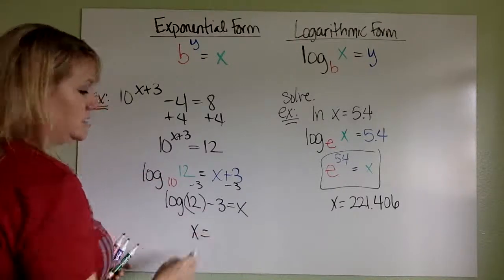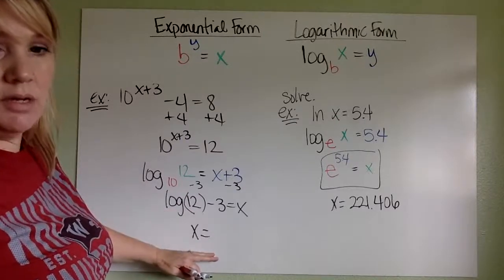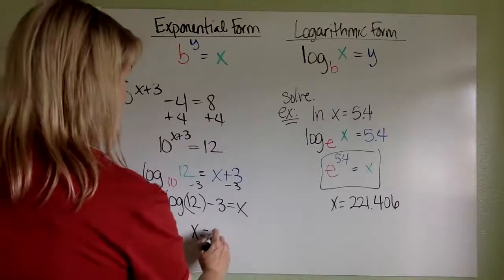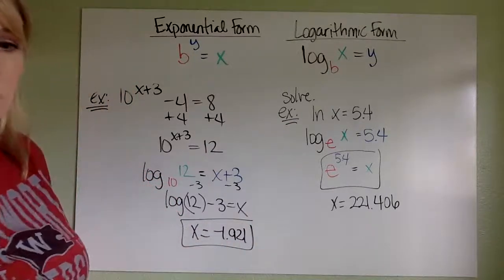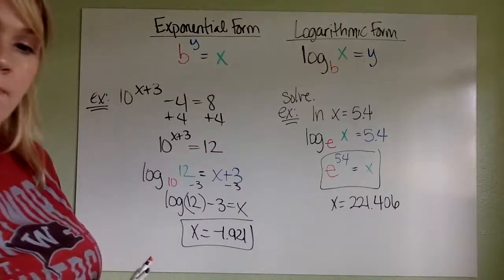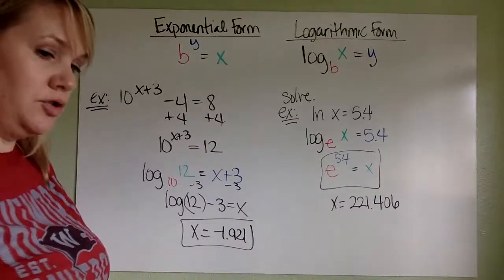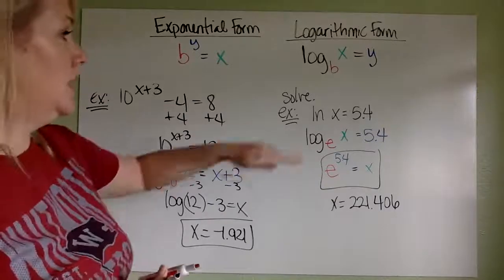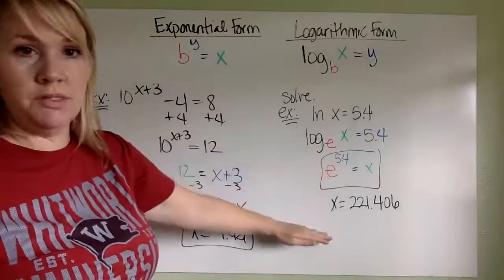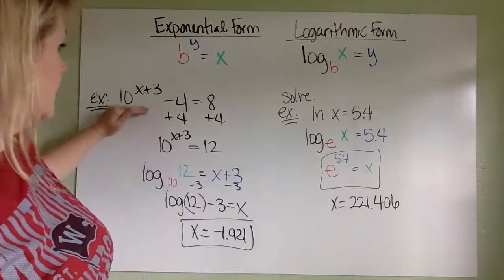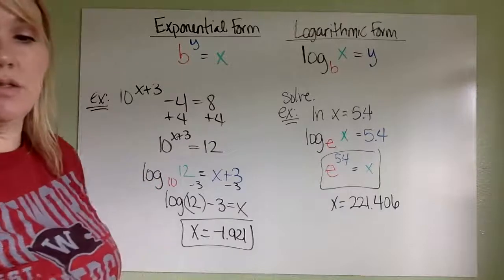And then if you estimate this value, again, this is an exact value. What I'm about to give you is the decimal approximation. So negative 1.921 would be the decimal approximation. So as you're asked to solve equations, your job is to decide, are you in logarithmic form, in which case you switch to exponential form and solve, or are you in exponential form and you switch to logarithmic form and solve?